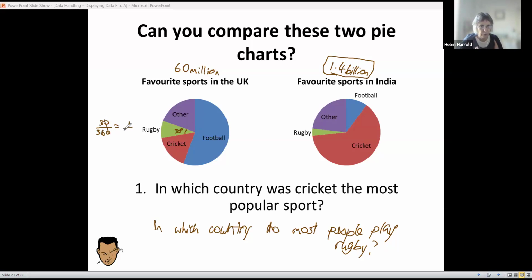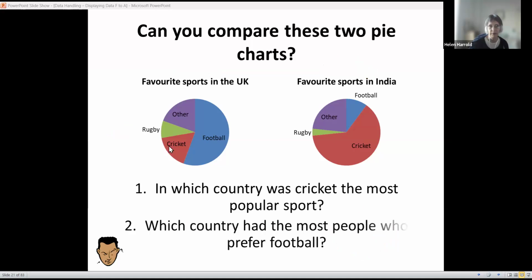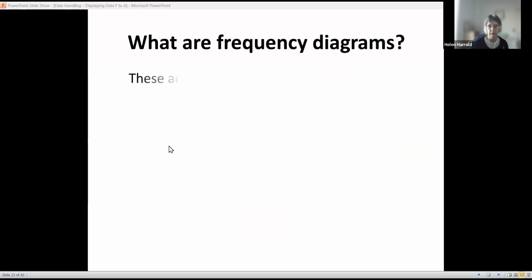So that's a 12th. So a 12th of the people in the UK play rugby. And let's say this is smaller, say it's a 20th. So a 12th of the people in England play rugby, that's a 12th of 60 million. This is a 20th, but of 1.4 billion. That's a lot more people. So more people play rugby in India. So take care with that question, because people get it wrong, which is why they ask it.